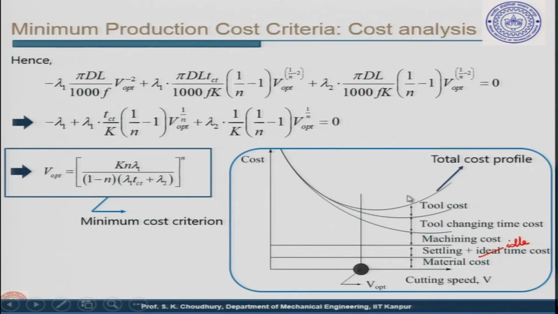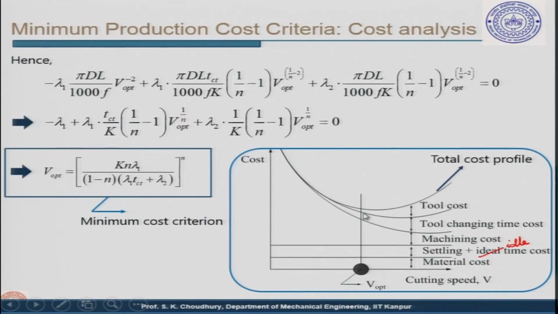So, here total cost profile will be like this, which is actually summing of the tool cost, tool changing cost, machining cost, settling and idle time cost and the raw material cost. Now, if we look at this total cost profile, mind it, this is the total cost profile. Of course, this will be summing up. So, the curve can be somewhere, I do not know where, we have not maintained the scale here, but this is only the profile.